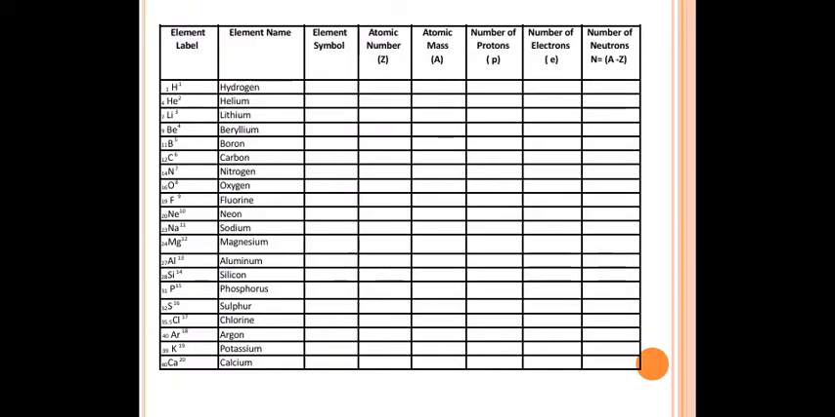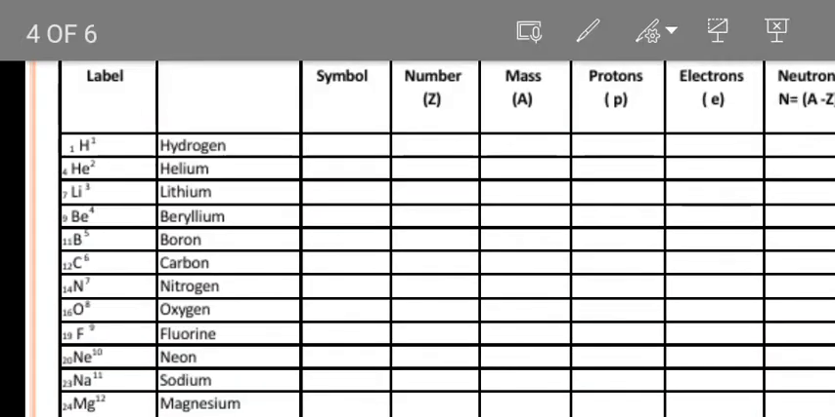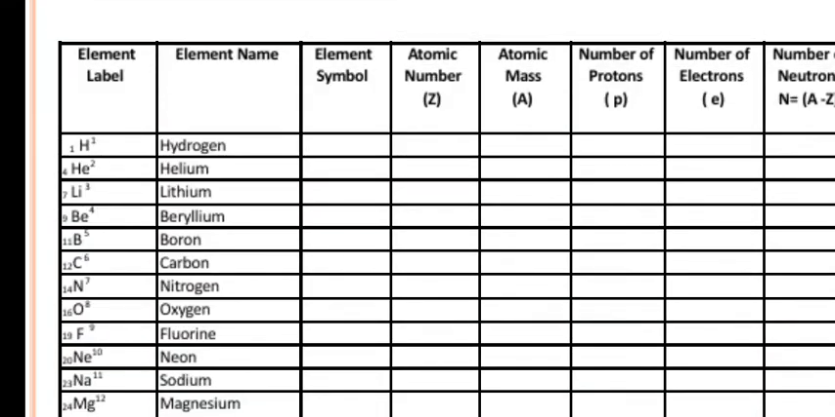Now a table is given on your worksheet pad. The first column is the element label, in which the element symbol, atomic number, and atomic mass are given. The second column is the element name, in which all the names of elements are written. The next column is element symbols. You have to take the letters from the first column and write them down in the third column, right?